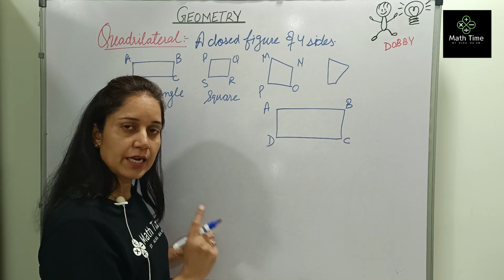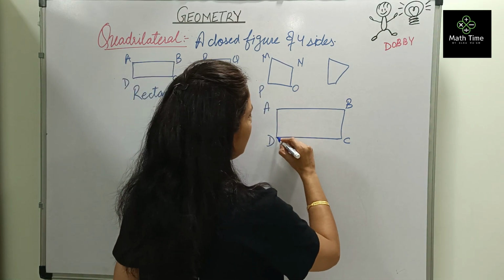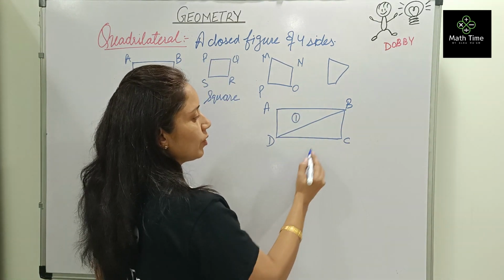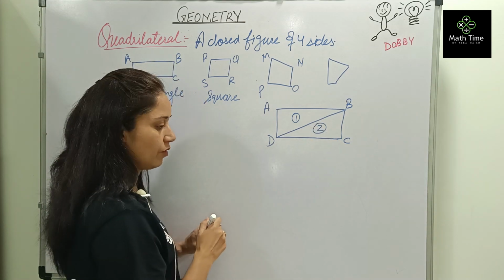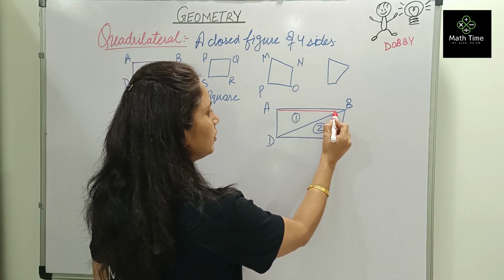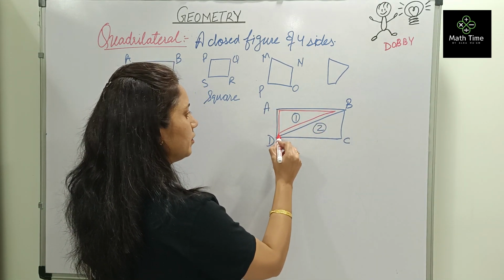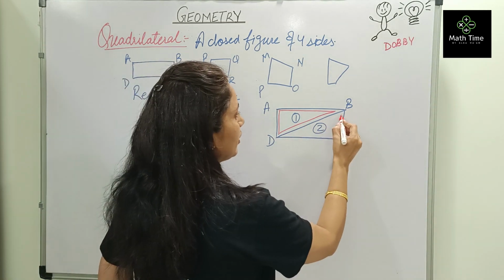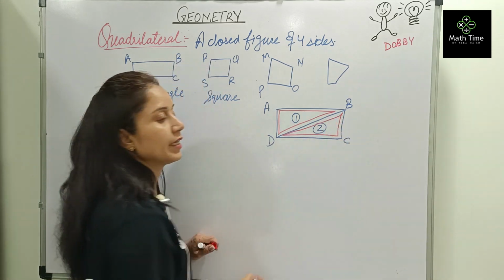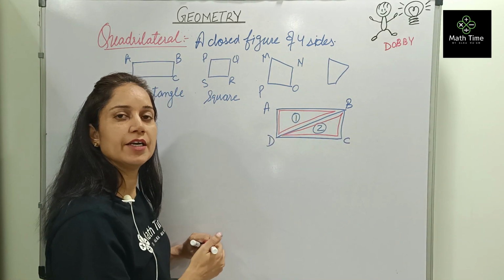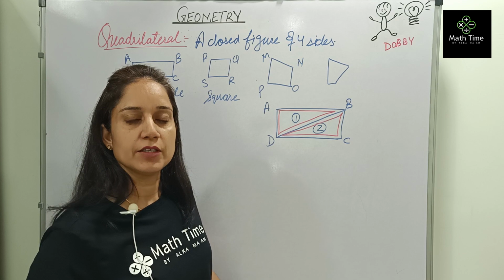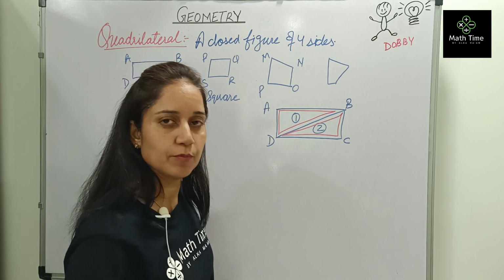Fine. Now this rectangle with the help of a diagonal can be divided into two triangles. This is triangle 1, upper one. This is triangle 2, lower one. See, I am shading it so that you understand better. Triangle A, B, D. This is one triangle. Triangle D, C, B. This is the second triangle. So, this rectangle is divided into two triangles. Now, tell me, the sum of three angles in a triangle. I taught you this in the previous video.